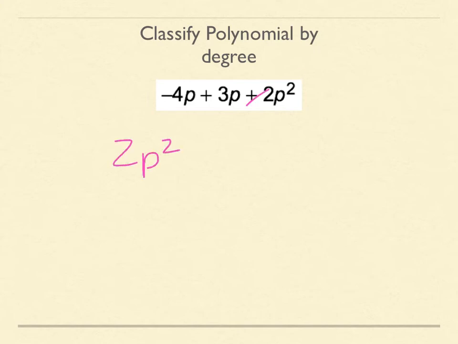What comes next? We have negative 4p plus 3p. Can we combine those together? Yeah. And what does it become? Remember, we add the coefficients. So negative 4 plus 3 would be negative 1, so just negative p. What is our highest degree here?